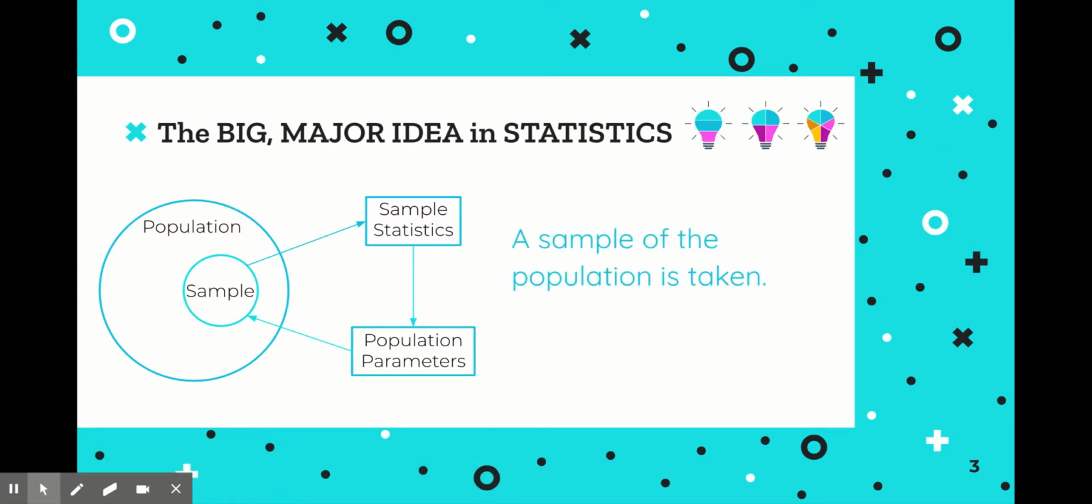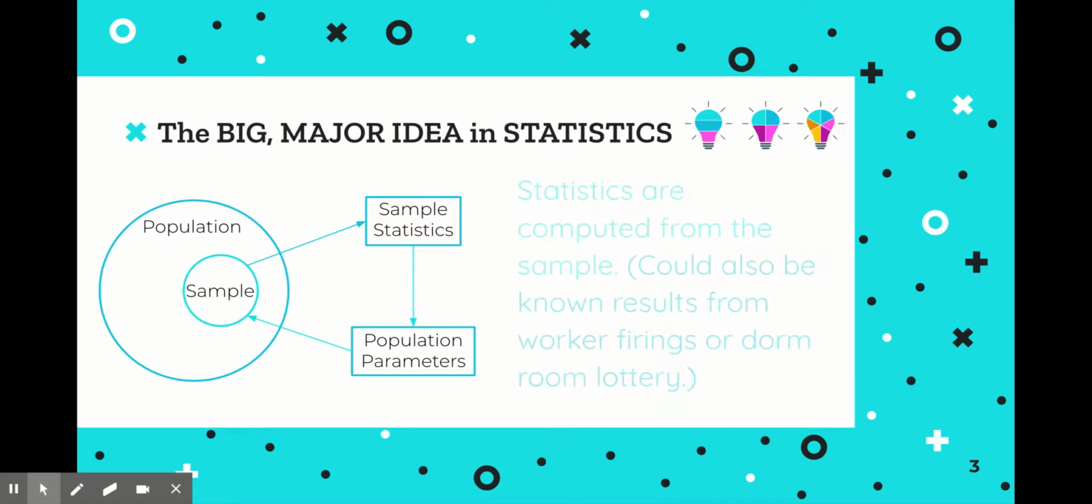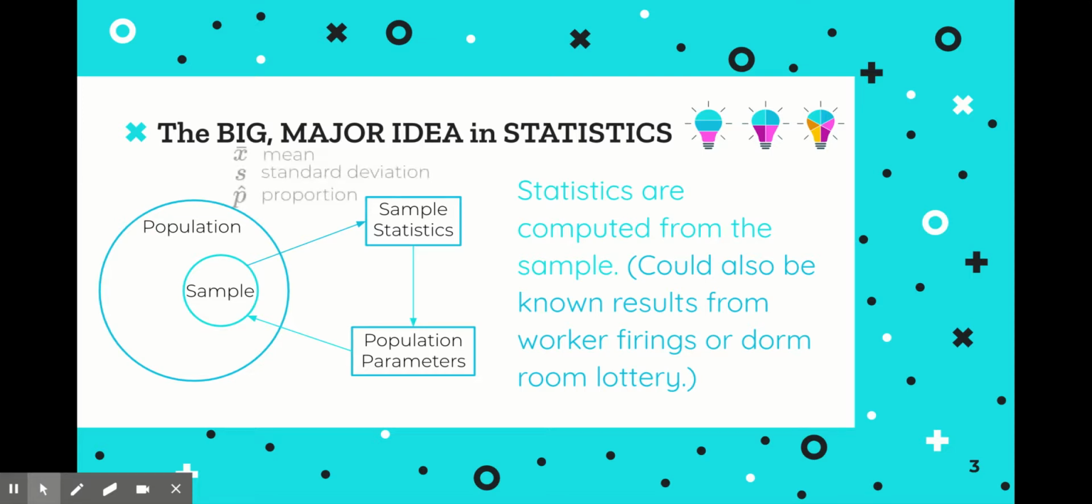First, a sample of the population is taken. Statistics are computed from the sample. Could also be known results from worker firings or dorm room lottery, like you have read in your textbook. Our sample statistics are known as mean, standard deviation, and proportions. And our mean is denoted with x bar, our standard deviation with s, and our sample proportion with p hat.